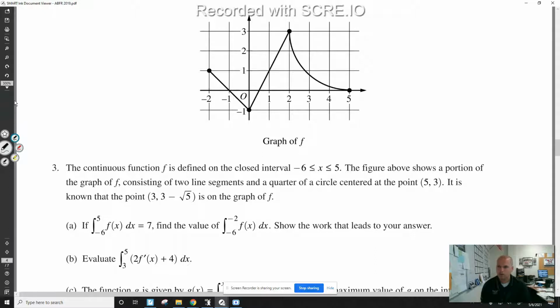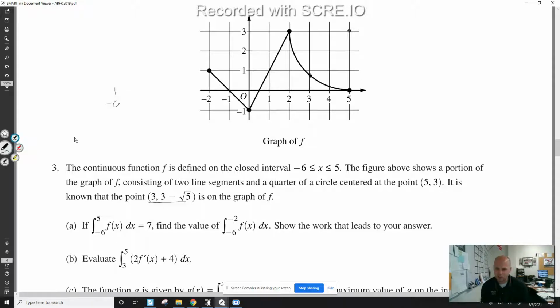All right, so we got f. That's all we're told. This is f. We got a quarter of a circle centered at (5, 3). So quarter of a circle right there. We got this point (3, 3 minus root 5). I'll tell you a little story about why I think they gave us that in a second. If the integral from negative 6 to 5 of f is 7, find the integral from negative 6 to 2. It's like, what? Negative 6? It's all the way over here.